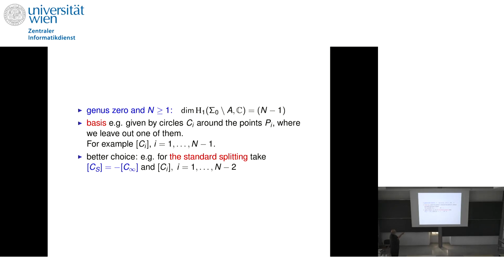So the dimension of H0 AC is n minus 1. That's clear. It comes from the formula there. You have these circles and so on. A basis of this is given by circles around the p_i, where we leave out one of them, p_i going up to p_infinity. This would be a basis of this homology. But a better choice for the standard splitting: take C_s to be minus C_infinity and C_i up to n minus 2. Hopefully you will see why it is a better choice.